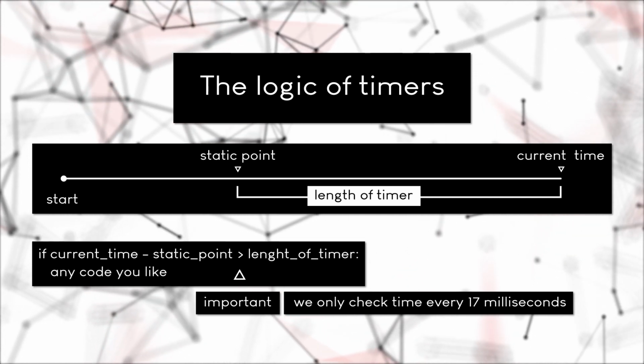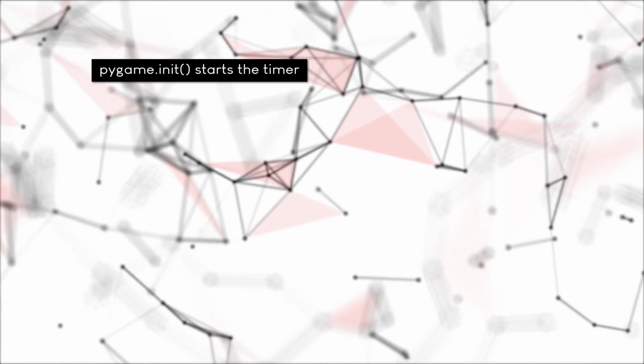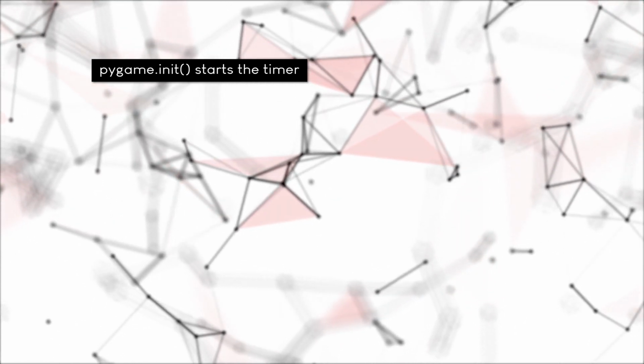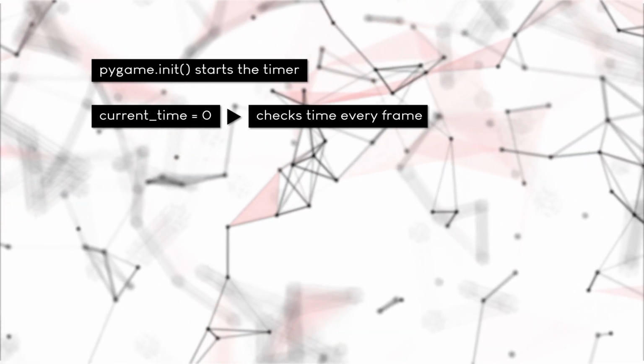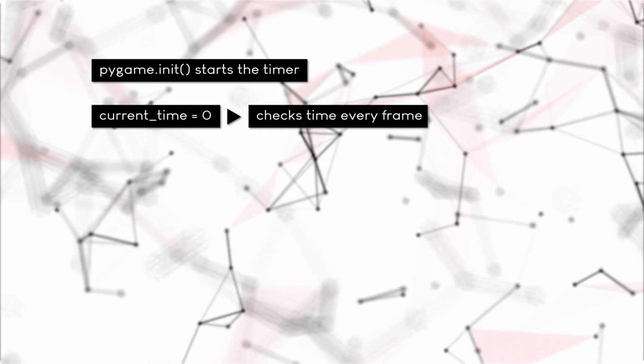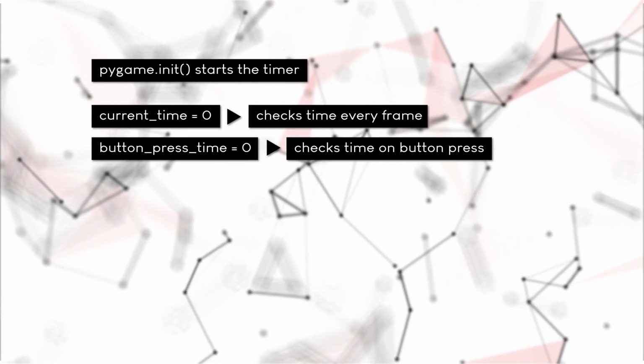So here's how I'm going to implement this in our code more specifically. Our timer is going to start running when we call pygame.init. And after that, I'm going to create 2 variables. One called current timer, and that one is measuring our time on every single frame. And then I have another variable that I call button press time. And this one is going to be our static time. And both of these start at 0.